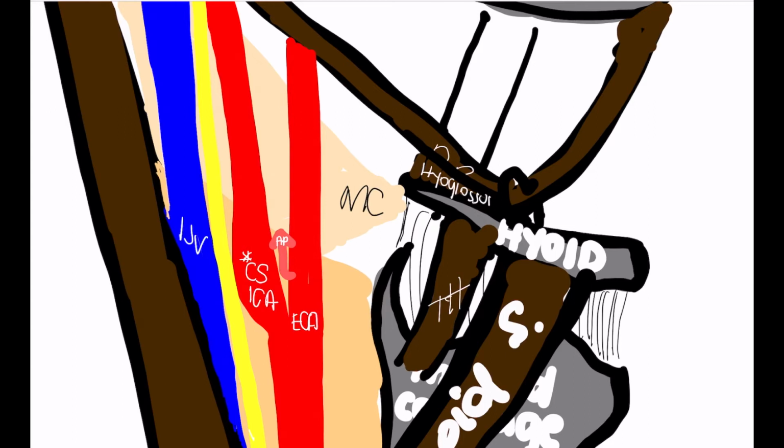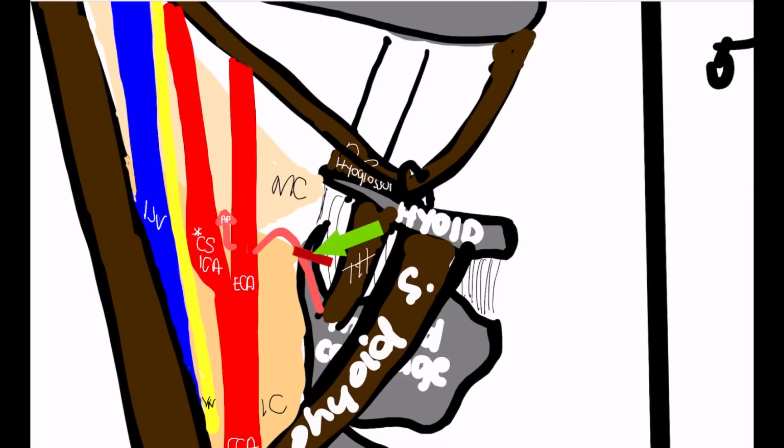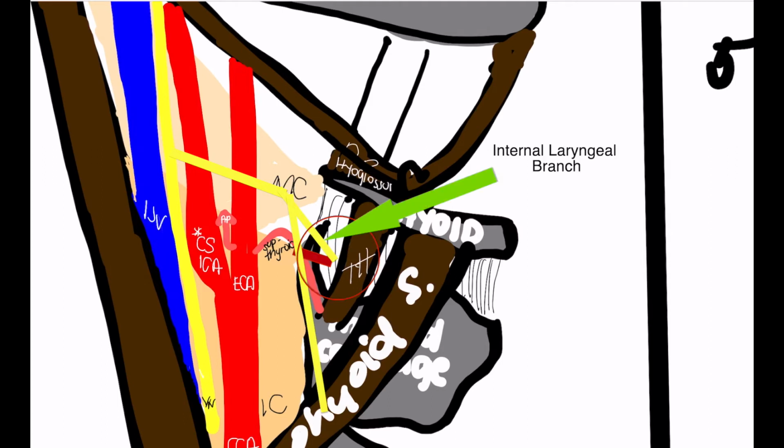The next branch is the superior thyroid artery, this one. It is important to note that this artery has different branches, and the superior laryngeal branch pierces the thyroid membrane to enter the larynx. It is important to note that this superior laryngeal artery branch of the superior thyroid artery is accompanied by the internal laryngeal branch of the superior laryngeal nerve of the vagus nerve as it pierces through the thyroid membrane.